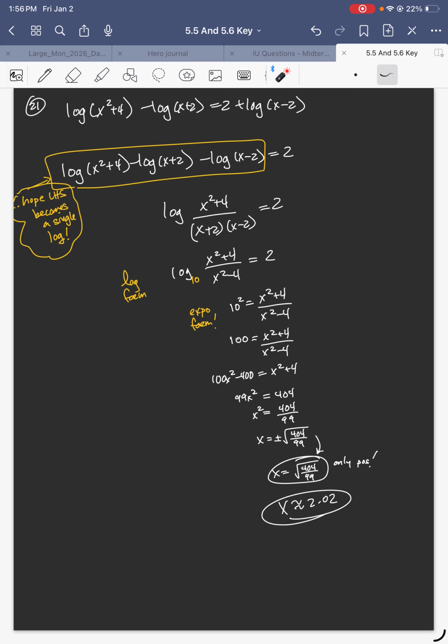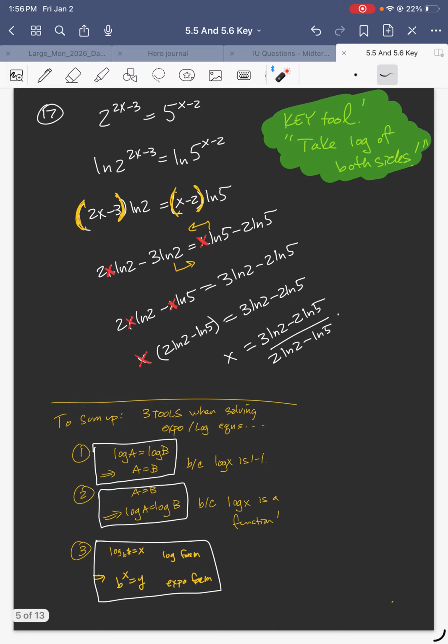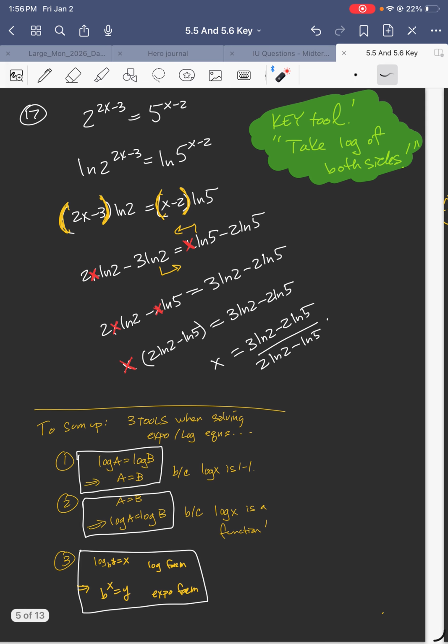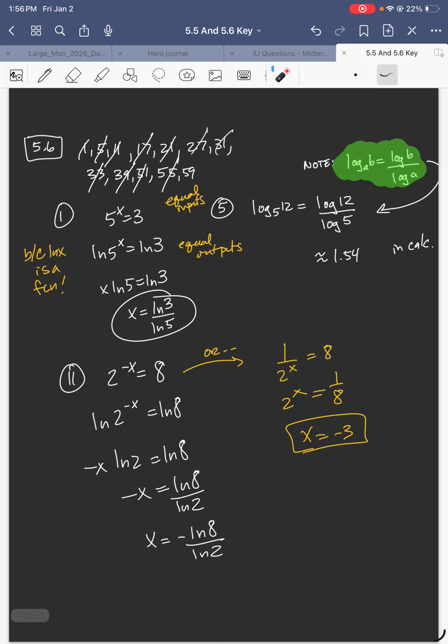Okay? So part of solving this problem was knowing the only tools I have are: if I can get a log equal to a log, then I can say their inputs must have been equal. If I have stuff, I can take the log of both sides. Or if I can get a single log equal to stuff, I can convert it into exponential form. Okay? So let's go back and look at some of these problems through that lens.